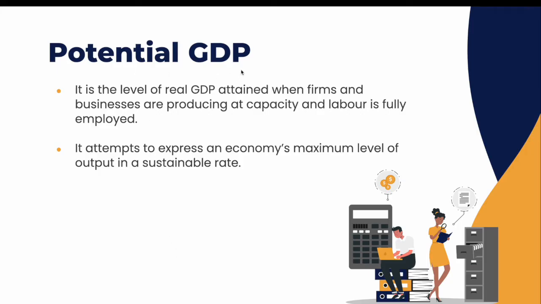It is the level of real GDP attained when firms and businesses are producing at capacity and labor is fully employed. In other words, it's the maximum that we want our potential GDP to be. As well, it attempts to express an economy's maximum level of output at a sustainable rate. Okay, now we have that.